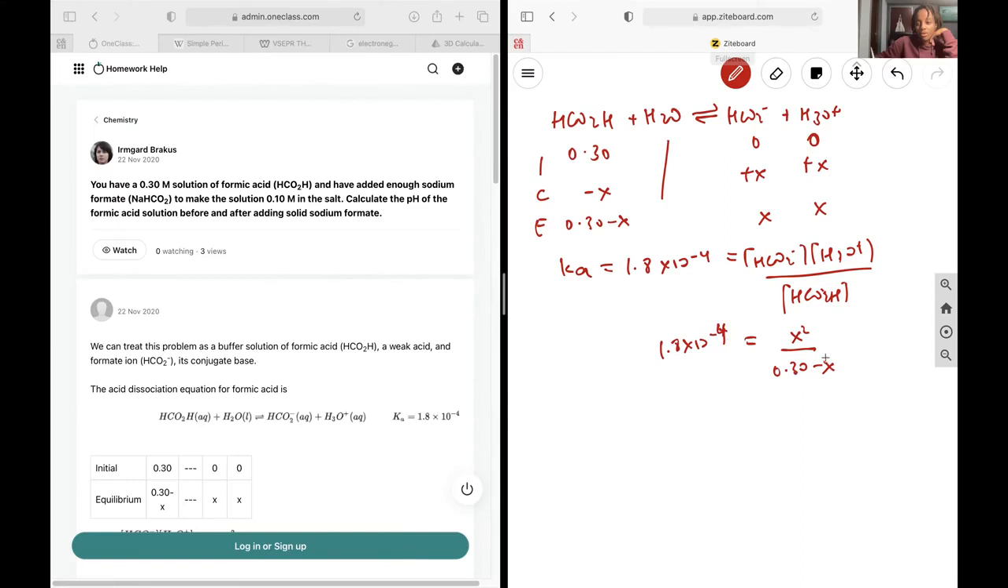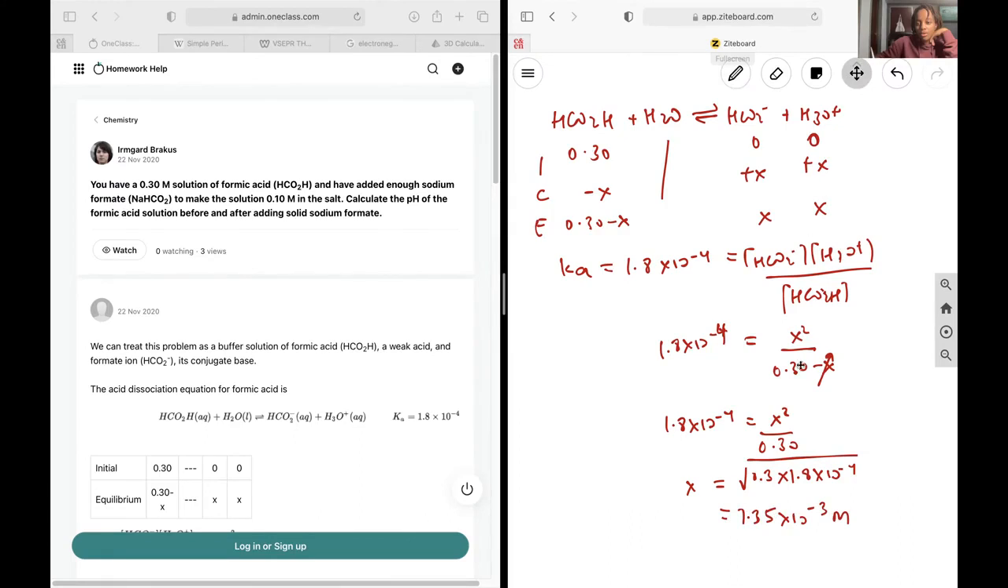So in order to simplify our calculations, we're going to forget about this x here because it will not make much of a difference, a very small number over a large number, 0.3 minus something very, very small. And so that means that 1.8 by 10 to the negative 4 is equal to x squared over 0.30. Solve for x as the square root of 0.3 by 1.8 by 10 to the negative 4, and I get an x value of 7.35 by 10 to the negative 3 molar.